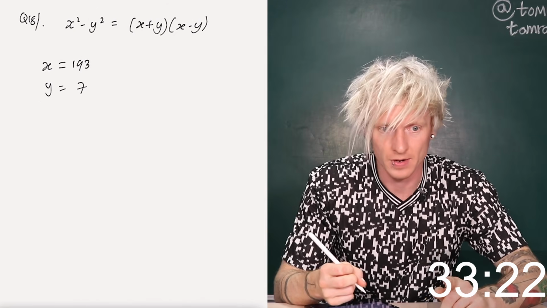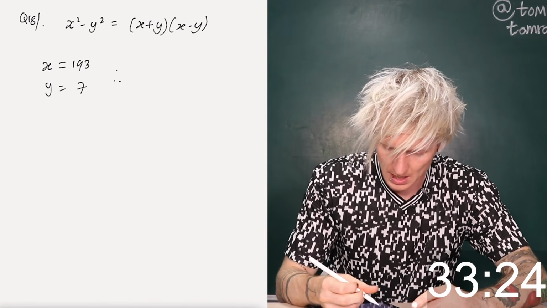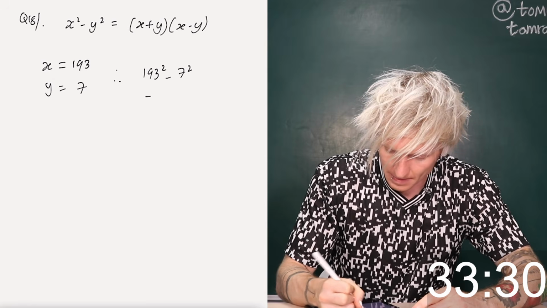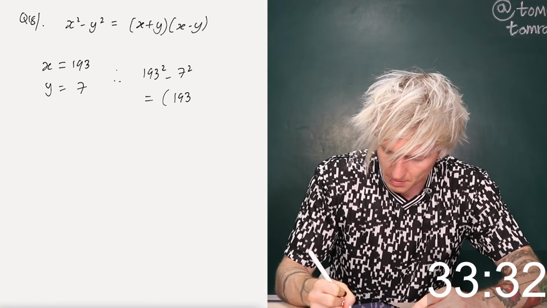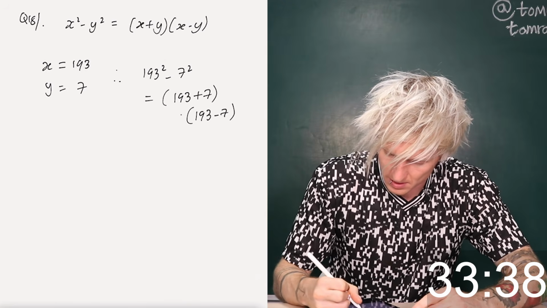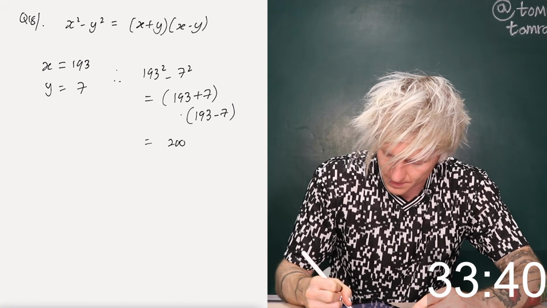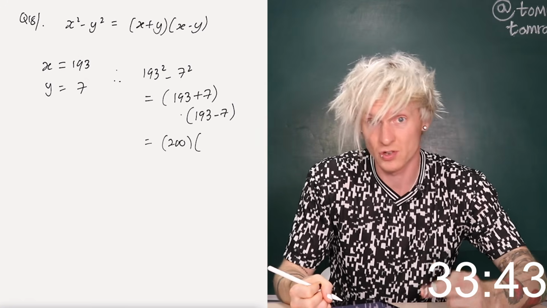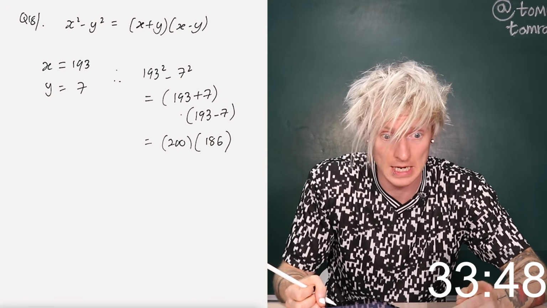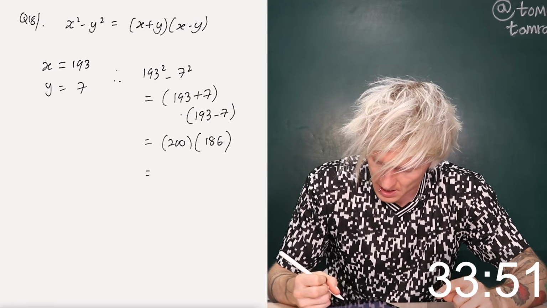Alrighty, so what we're going to say here is let x equal 193. y is going to be 7. Therefore, I can say 193 squared minus 7 squared equals 193 plus 7 multiplied by 193 minus 7. So that's equal to 200 times, as the first bracket, 193 minus 7 is going to be 186. Yep, and it wants the answer, so you've got to do that.